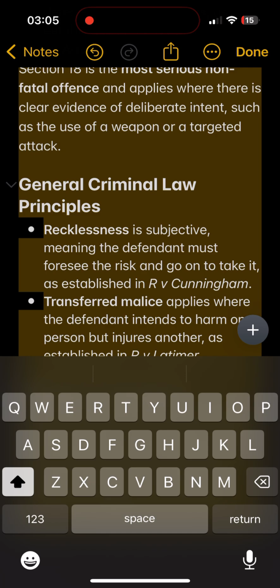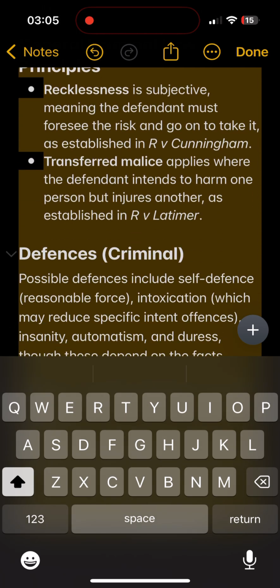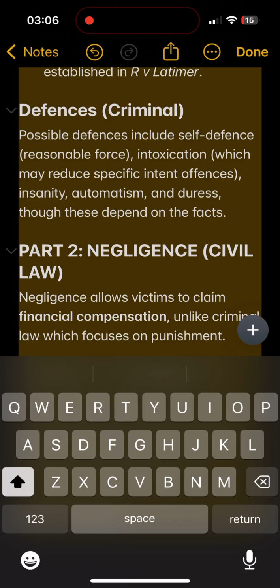General criminal law principles: recklessness is subjective, meaning the defendant must foresee the risk and go on to take it, as established in R v. Cunningham. Transferred malice applies where the defendant intends to harm one person but injures another, as established in R v. Latimer. Criminal defenses: possible defenses include self-defense, reasonable force, intoxication, which may reduce specific intent offenses, insanity, automatism, and duress, though these depend on the facts.